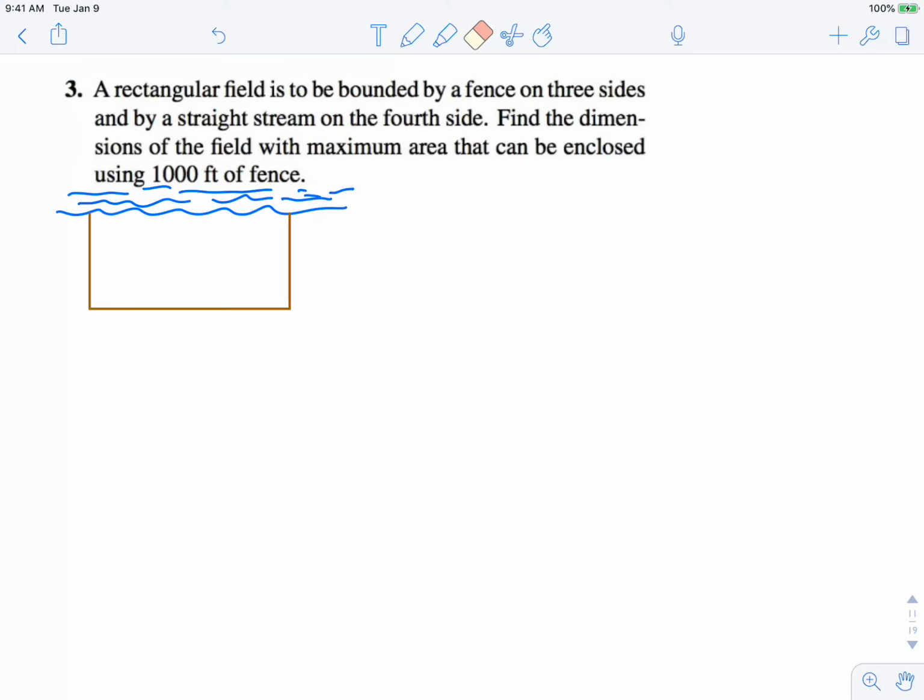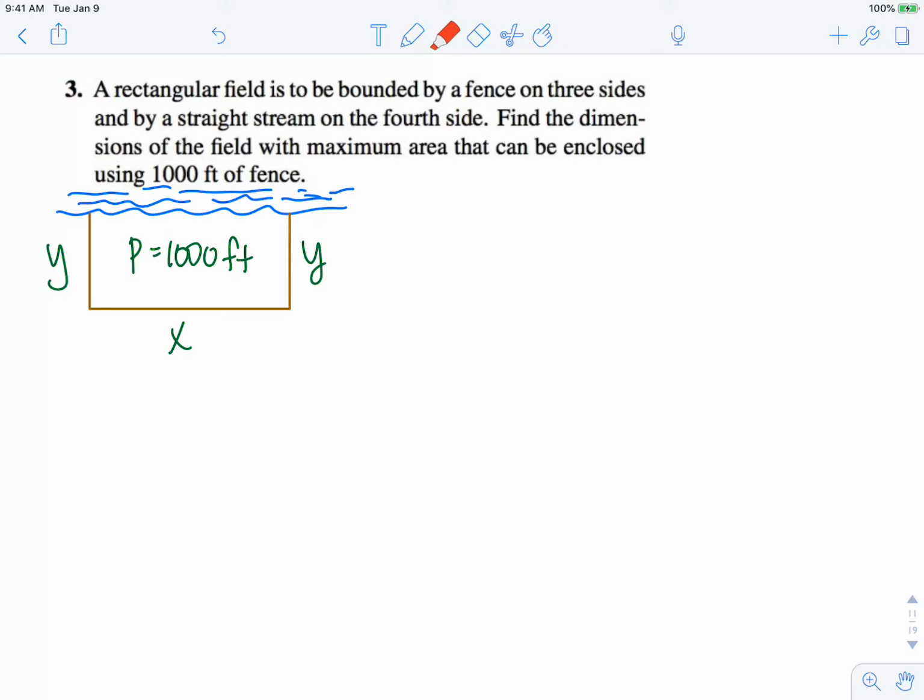A rectangular field is to be bounded by a fence on 3 sides and by a straight stream on the 4th side. Find the dimensions of the field with maximum area that can be enclosed using 1,000 feet of fence. So here is a sketch of what's going on. We have a rectangular fence with only 2 sides the same, so y, and I'll call this side x. We know that the perimeter is 1,000 feet.